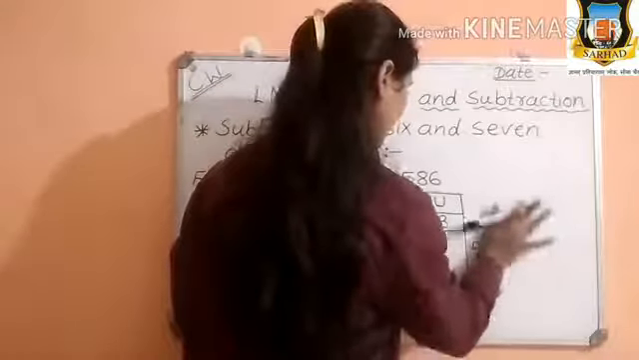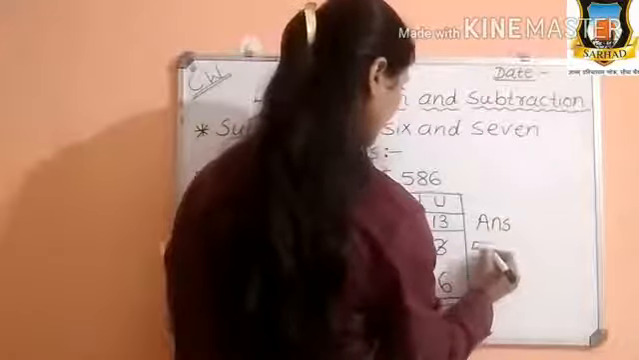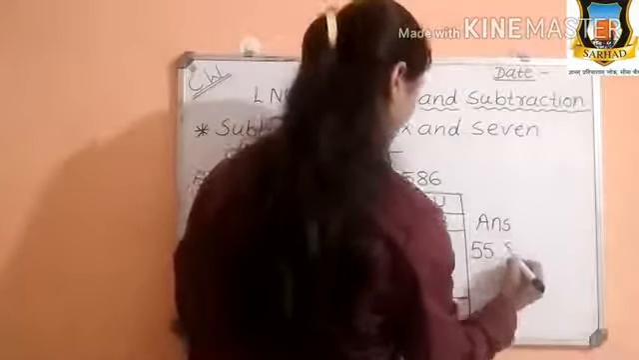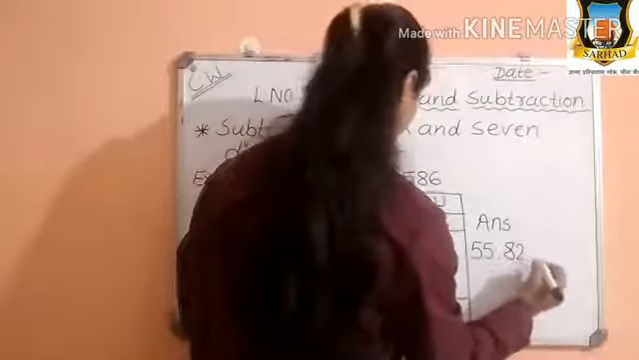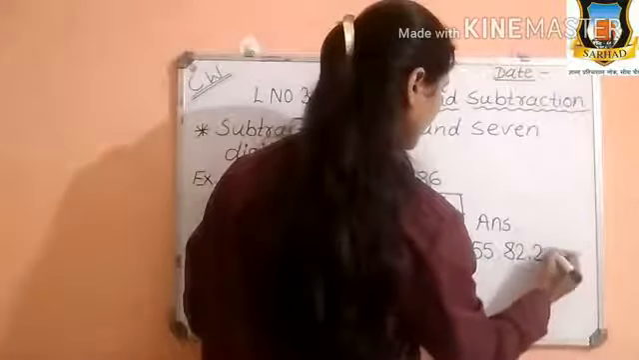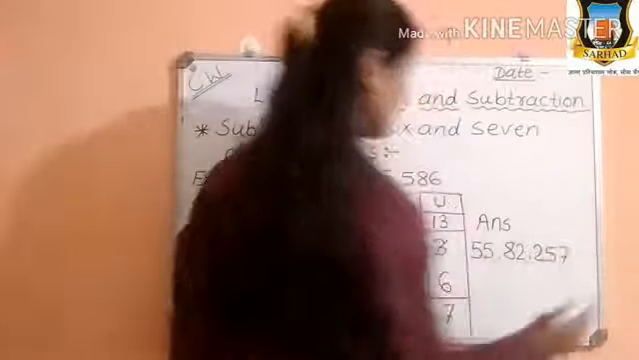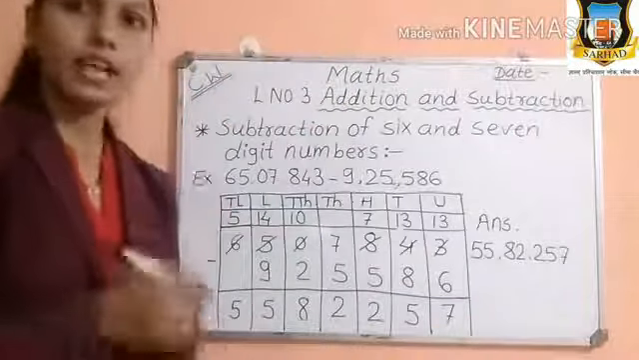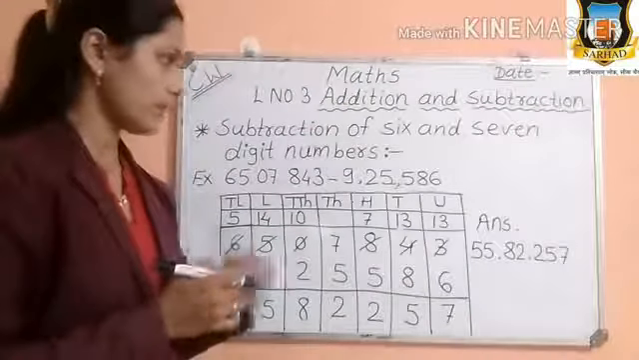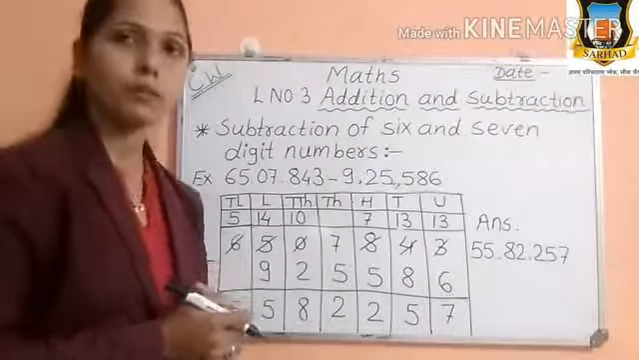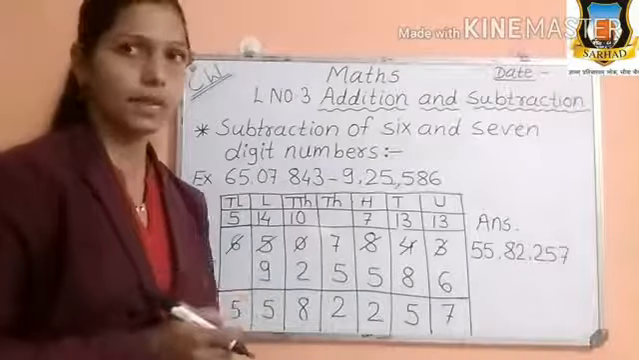Downside you have to write the answer, that is 55 lakh 82,257. This is the answer we have got by doing this subtraction.